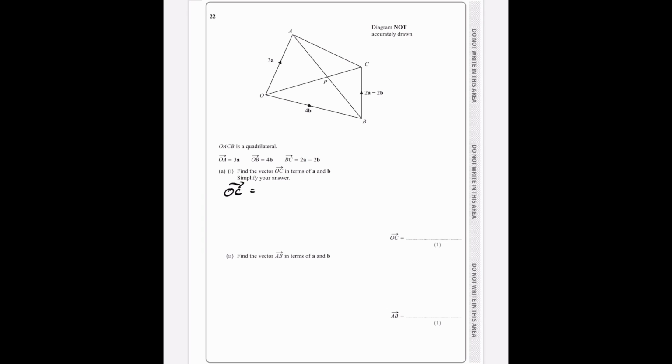Question 22, the vectors question. The first two marks are gifts. O to C, well, you can go from O to B and B to C, so there's going to be 4b plus 2a minus 2b, and that's 2a plus 2b. For the vector A to B, I'm going to go from A to O and then O to B, so minus 3a plus 4b for that one.